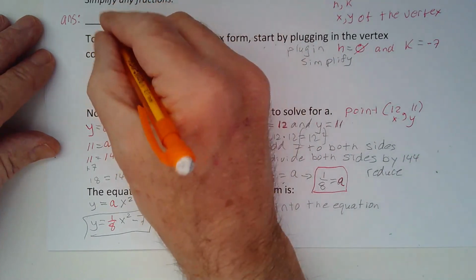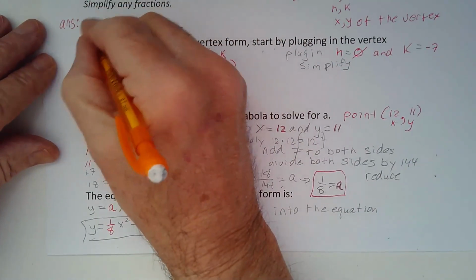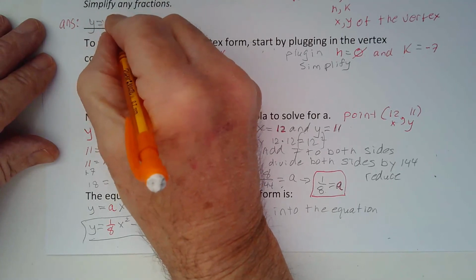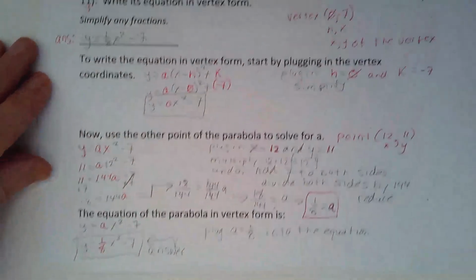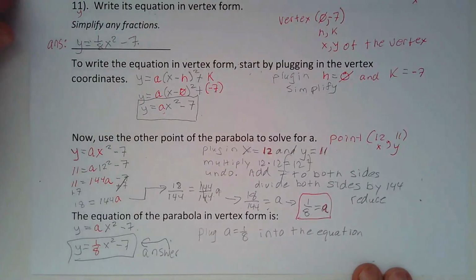And so we're going to put it up here. So y equals 1 over 8 x squared minus 7. And I'm only putting it up here because the book puts it up here. Or the book, I should say, the program puts it up there.